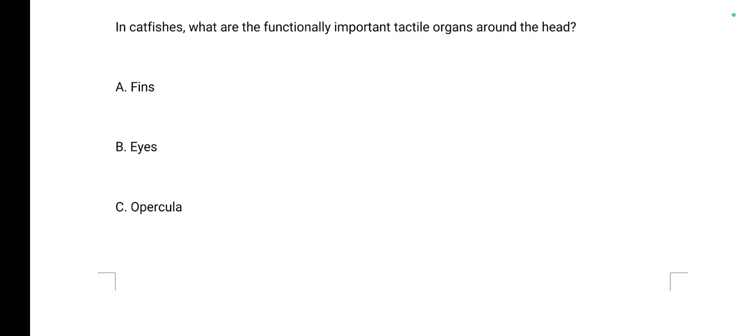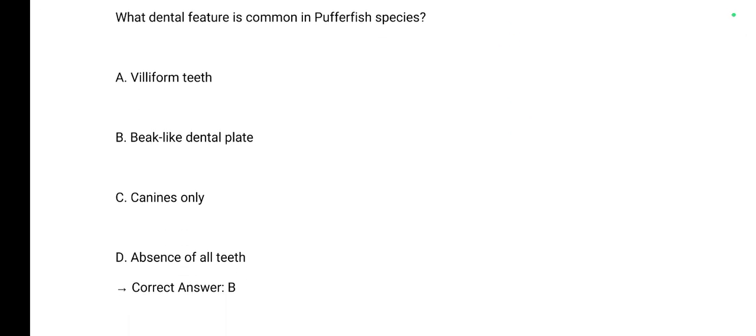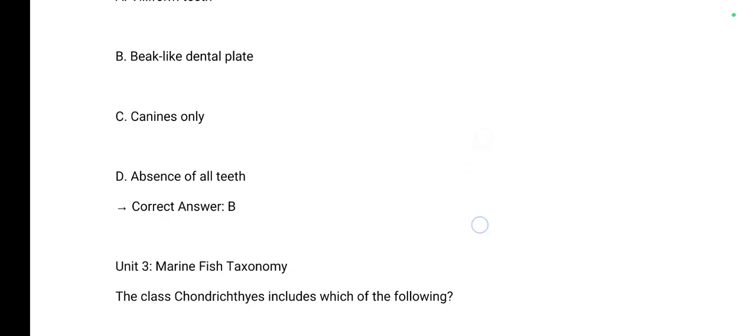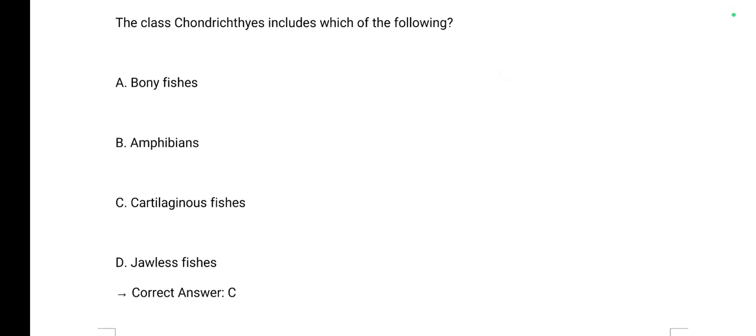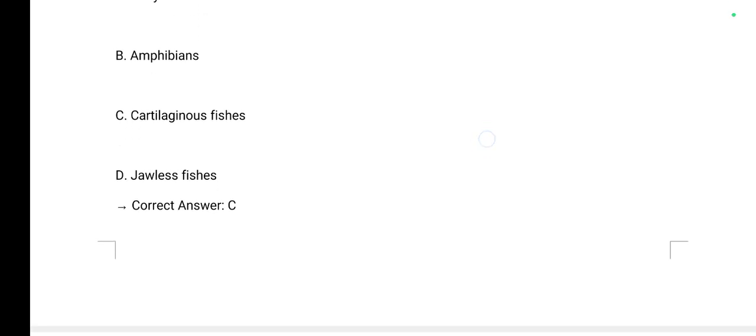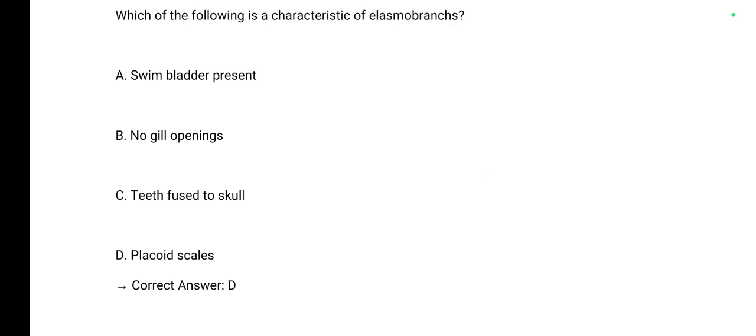In catfishes, what are the functionally important tactile organs around the head? So it is barbels. What dental feature is common in pufferfish species? So it is beak-like dental plate. The class Chondrichthyes includes which of the following? So they are basically cartilaginous fishes. Which of the following is characteristic of elasmobranchs? So it is placoid scales.